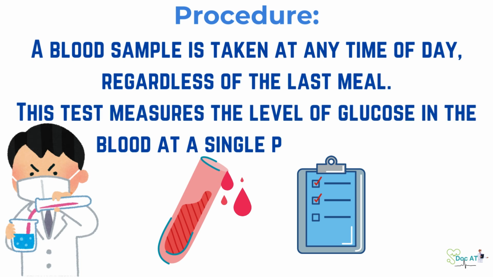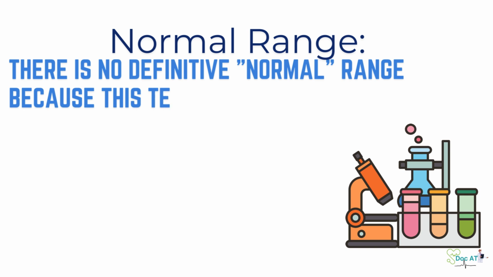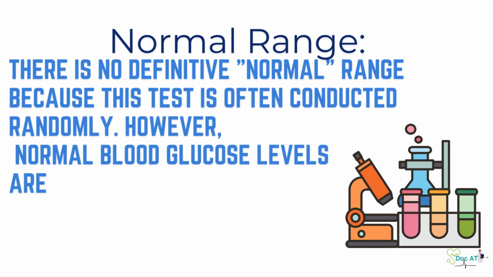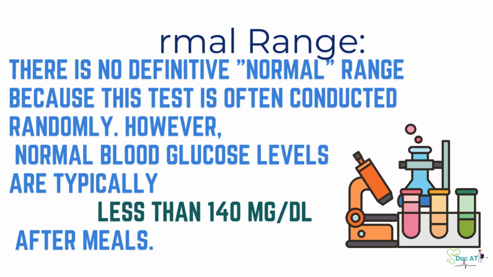This test measures the level of glucose in the blood at a single point in time. Normal range: there is no definitive normal range because this test is often conducted randomly. However, normal blood glucose levels are typically less than 140 milligrams per dl after meals.